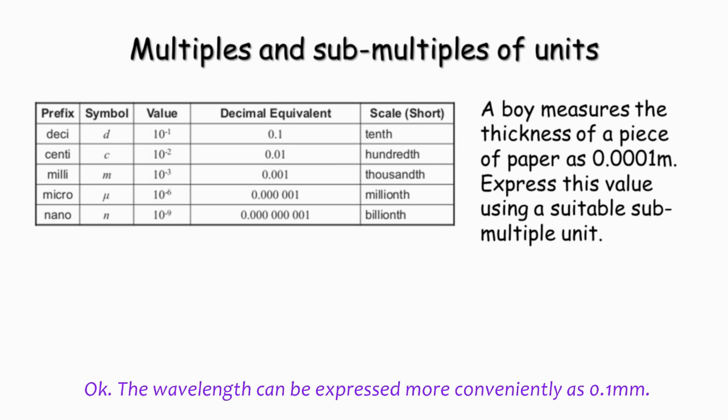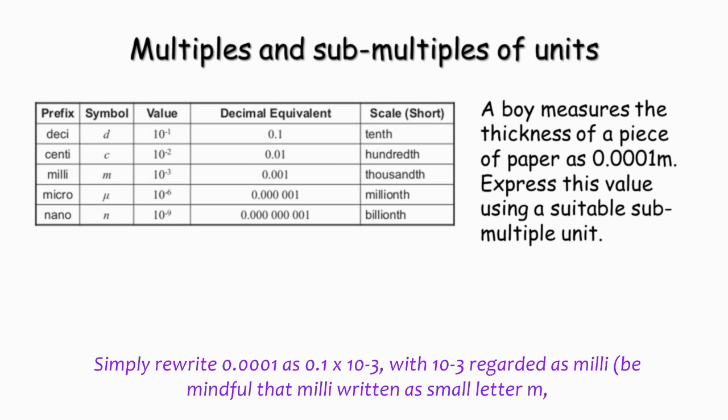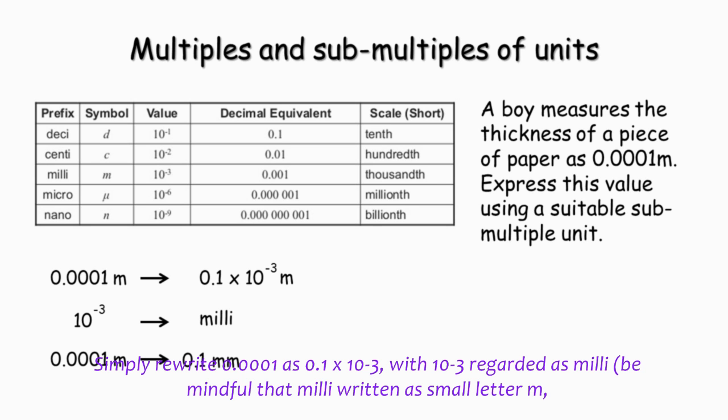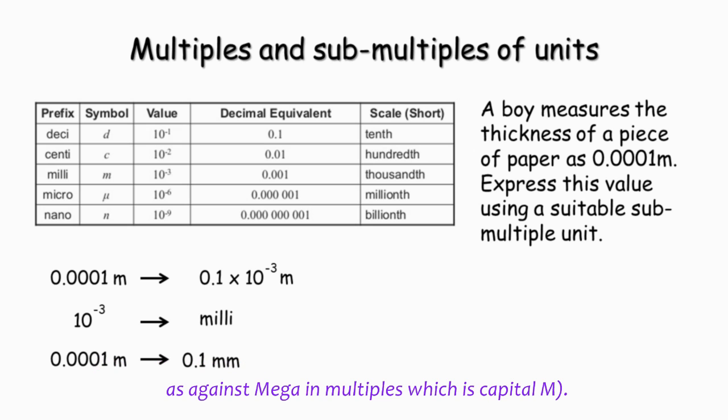Okay, the thickness can be expressed more conveniently as 0.1 millimeter. Simply rewrite 0.0001 as 0.1 times 10 raised to power minus 3, with 10 raised to power minus 3 regarded as milli. Be mindful, however, that milli is written as small letter m as against mega in multiples, which is capital M.